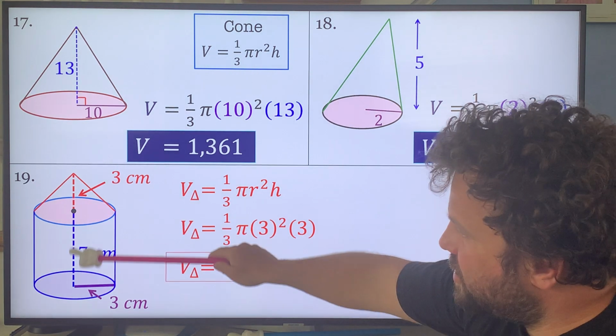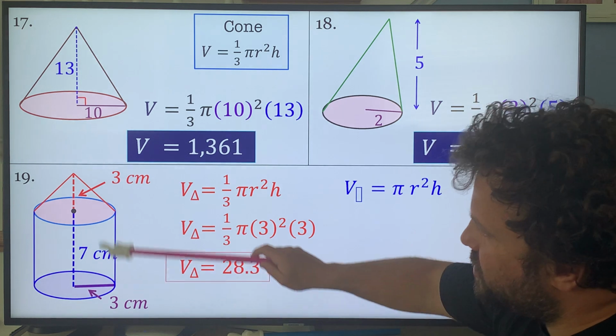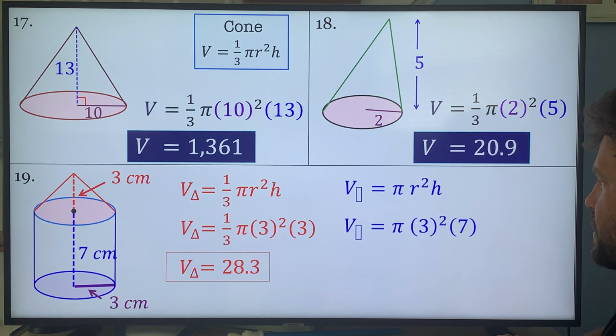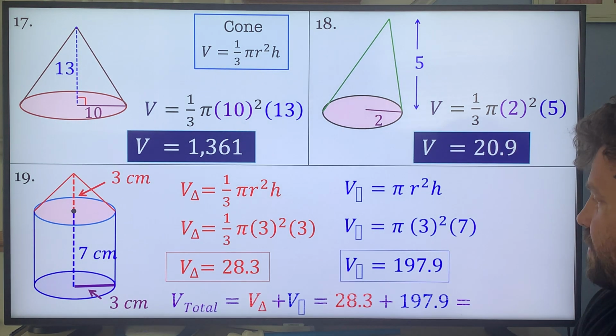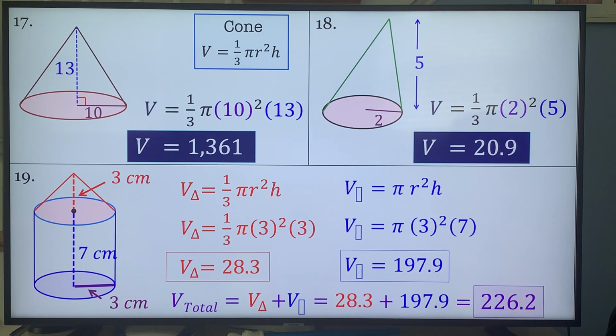Now this cylinder is pi r squared h. That's the volume of a cylinder. Radius is 3, and the height is 7. So it's pi 3 squared times 7, which is 197.7. You take these two volumes of the individual solids, you add them together to form your composite solid, 28.3 plus 197.9, and you've got 226.2. You got that right already, though, right?